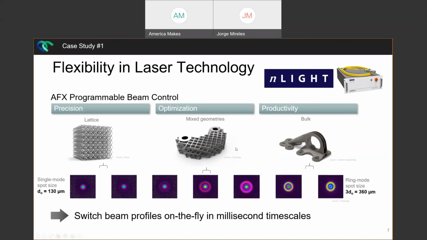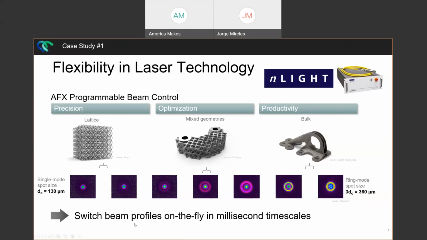So they released their quote unquote AFX laser system, and they were quickly looking for a machine that could integrate their laser and demonstrate its capability. So that's where we came in. The AFX laser offers switchable beam profiles where you can achieve up to 7 different beam profiles from everything from a single mode spot all the way to a ring mode spot, right?